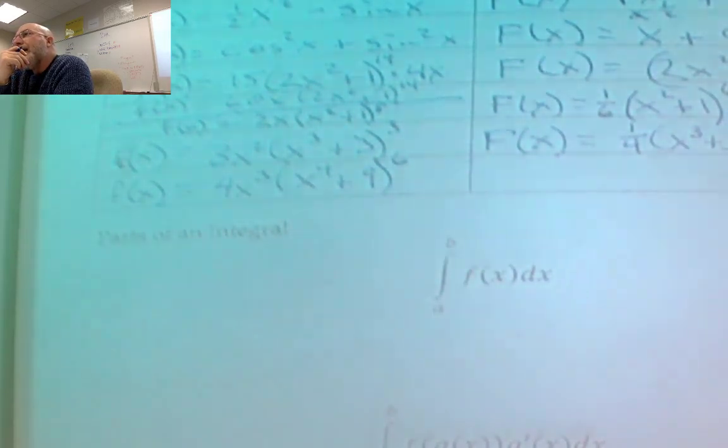Parentheses is the first indicator. I would agree with that 100%. What else am I looking for? Or what else could be an indicator for somebody to say, hey, this is the chain rule? What exists outside those parentheses? I agree. What else?